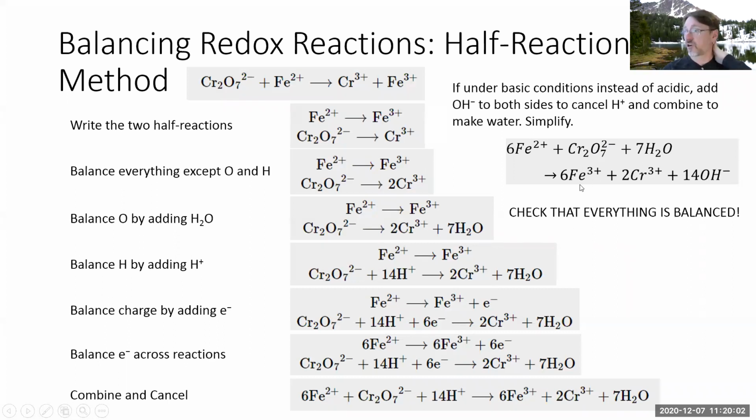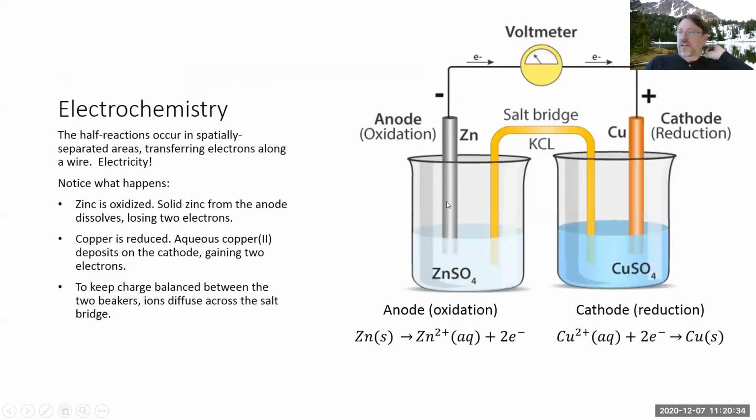Probably a good idea to check charge as well. We've got 6 times 2 is a plus 12. Minus 2 makes it plus 10. On this side, we have 14 minuses with 6 pluses makes, 14 is 6, so 8. And then we have 6 times 3 is 18. So we end up with a plus 10 on the right as well. Okay. So that's redox reactions.